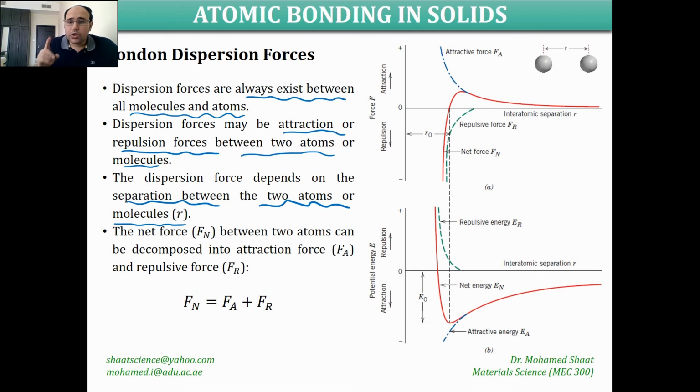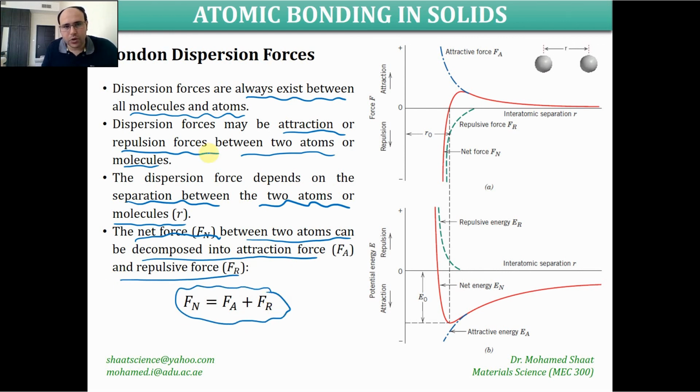Make sense? So that's why we have two sides of that force, two faces or two types of that force. We have the attraction side and we have the repulsion side. So the net force between two atoms can be decomposed into an attraction force and a repulsion force. So the total London dispersion force between two molecules or two atoms is the sum of the attraction part plus the repulsive part. When they combine together, they give us the red curve as represented here.